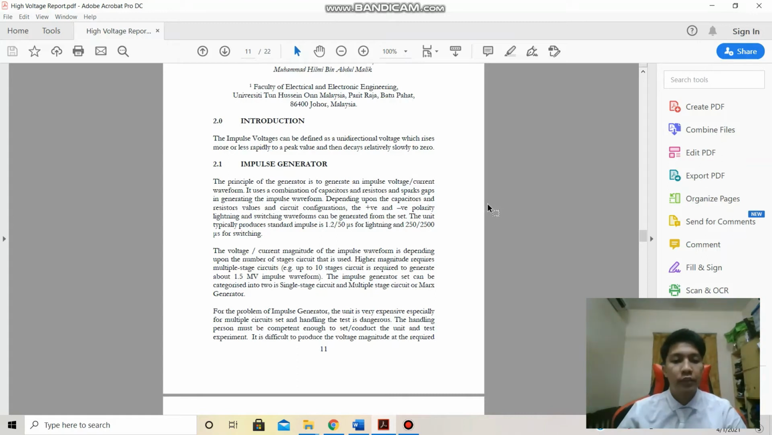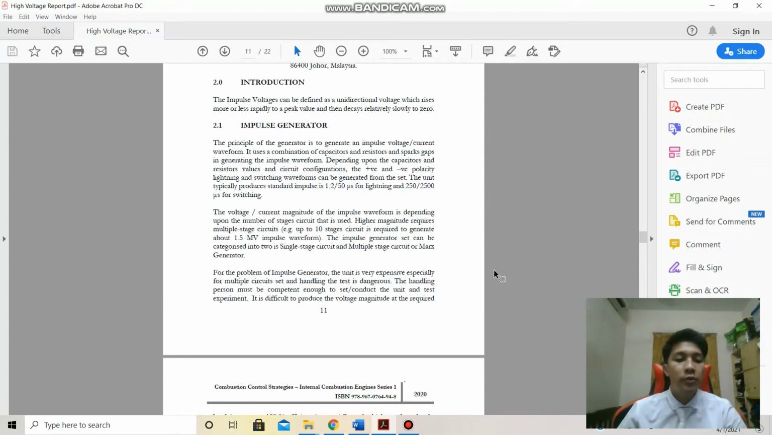And the voltage or current magnitude of the impulse waveform depends on the number of stage circuits used. High magnitude requires a multiple stage circuit, and a 10 stage circuit is required to generate about 1.5 megavolt impulse waveform. The impulse generator set can be categorized into two: single stage circuit and multiple stage circuit.